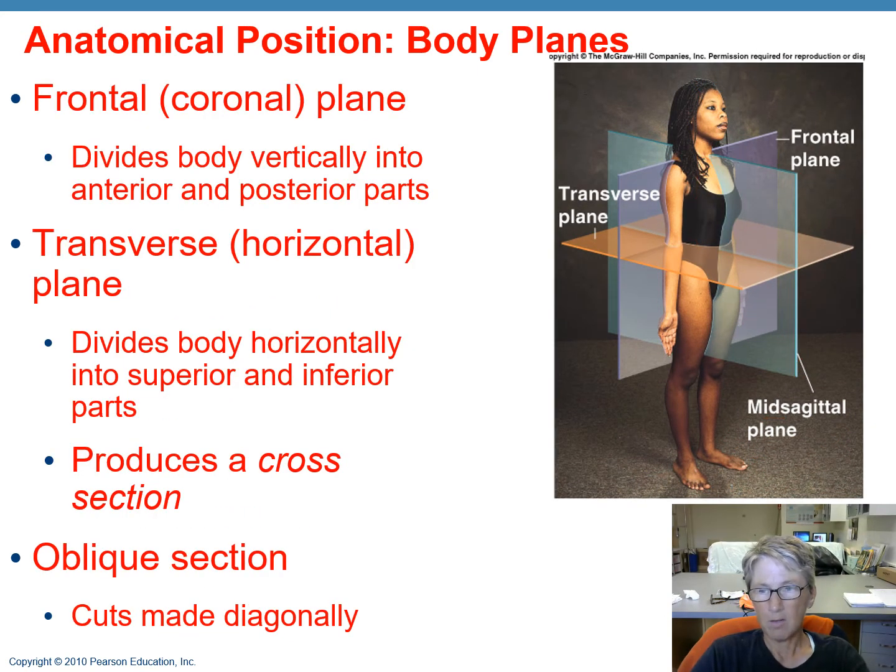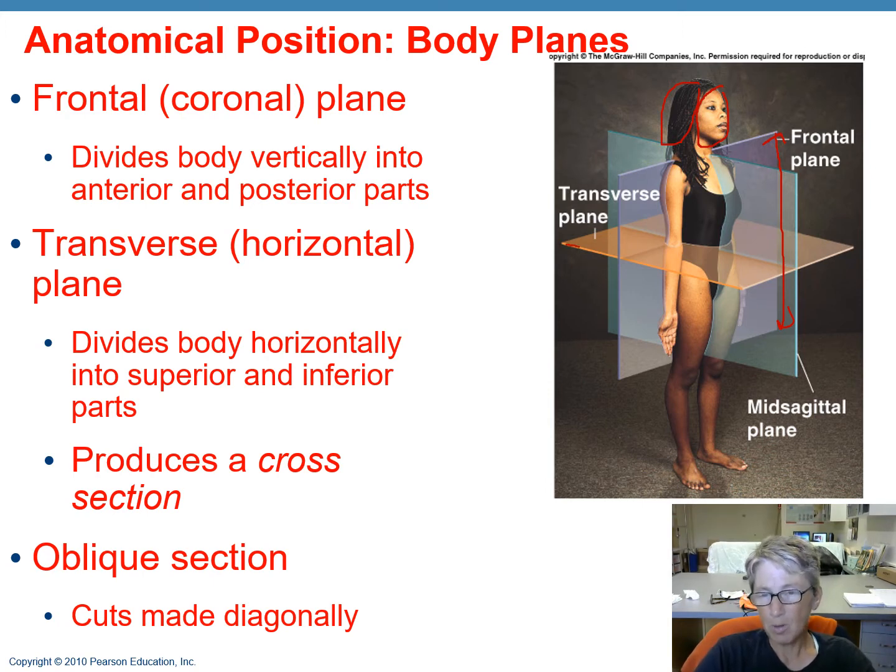The next plane is the frontal plane. Again, you look at it vertically. The frontal plane is also called the coronal plane, and it divides the body vertically into anterior and posterior parts. So this is anterior in the front and posterior in the back. I just circled the head part, but it would be the whole body. The frontal plane would go through the whole body and separate it into the front and the back, or the anterior and posterior parts.